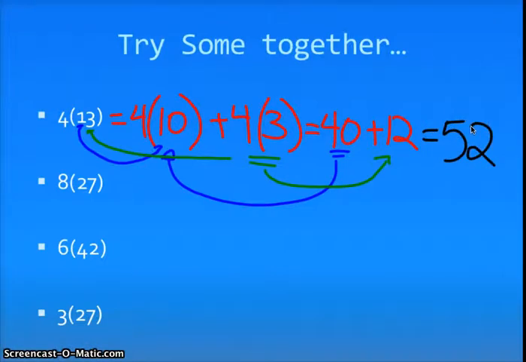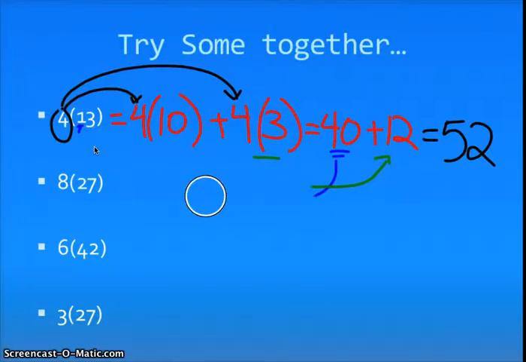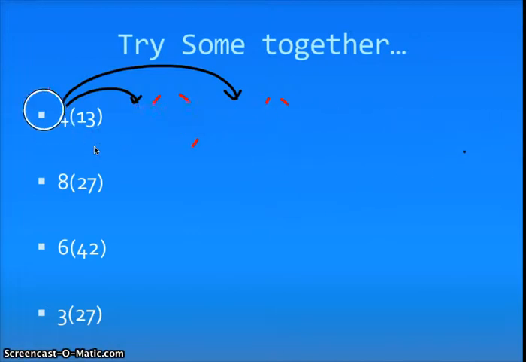So you can see you can do 4 times 13, you can break it up and make sure that our multiplier, which is our 4, is constant. It stays the same through the distributive property. So our next one will be 8 times 27.